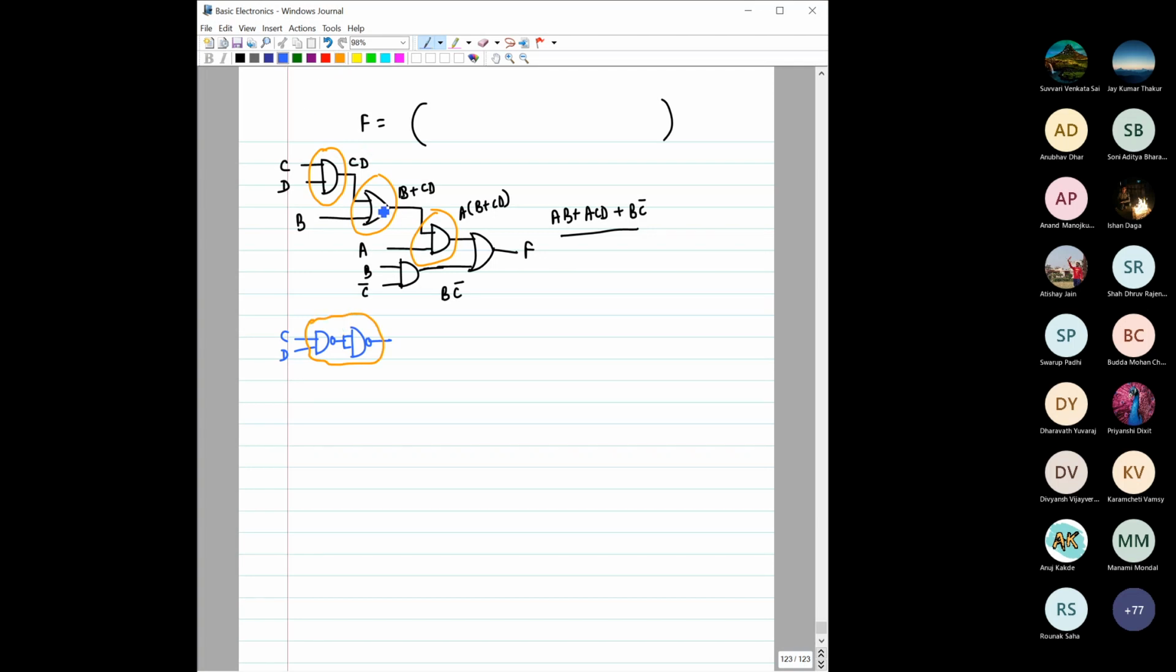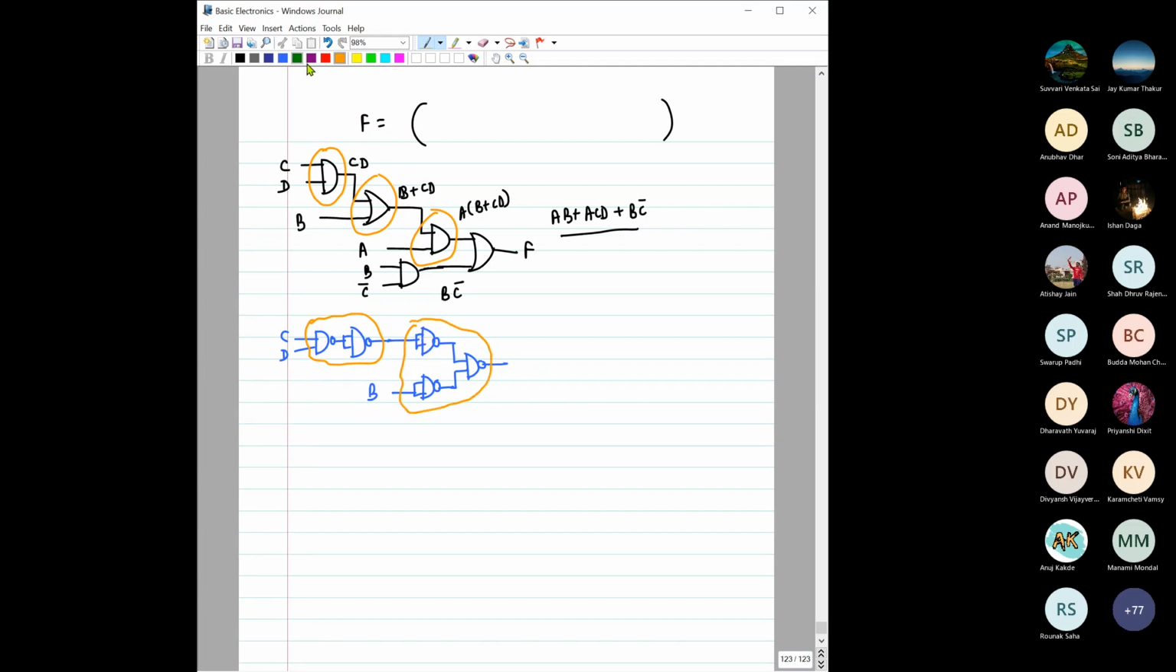Then we have an OR gate. For the OR gate, we know what we have to do. We have this one, then one more input. That input is B, followed by one more NAND gate. So this is for this OR gate.